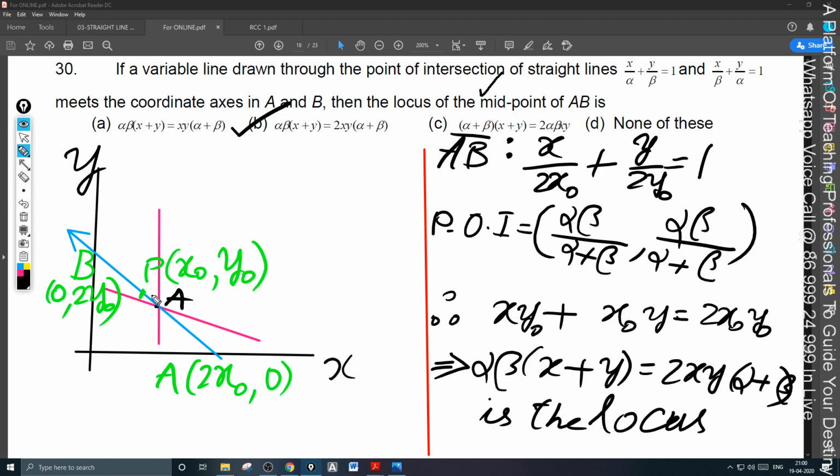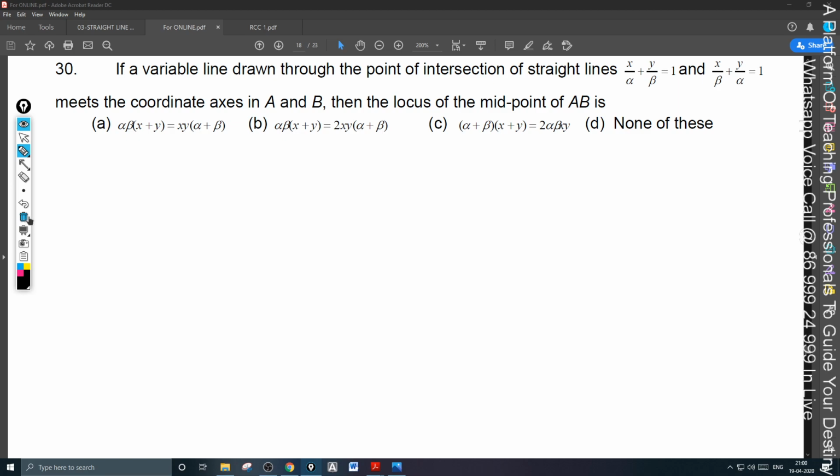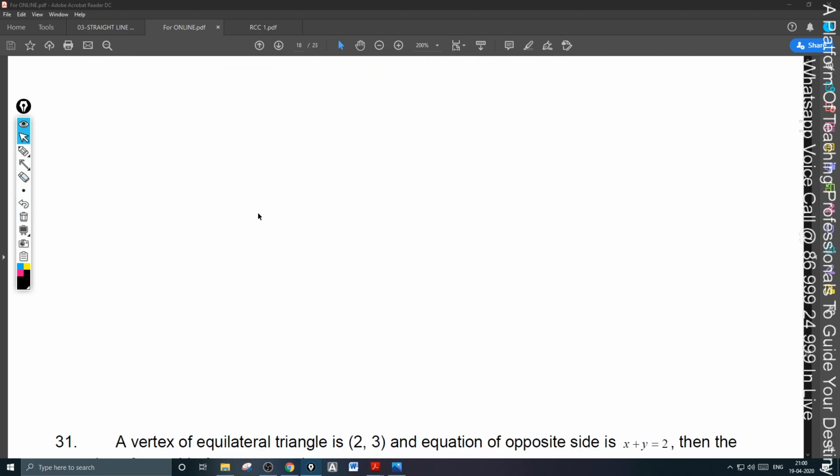That's what I did. When I take the midpoint as x naught y naught, obviously the x-intercept becomes 2x naught and the y-intercept becomes 2y naught because it is a midpoint. Then the line equation is written and the point of intersection is found out. We substituted this point of intersection in the line equation because this line always passes through the point of intersection. By simplifying that, you got the locus. Let's go to the next problem.